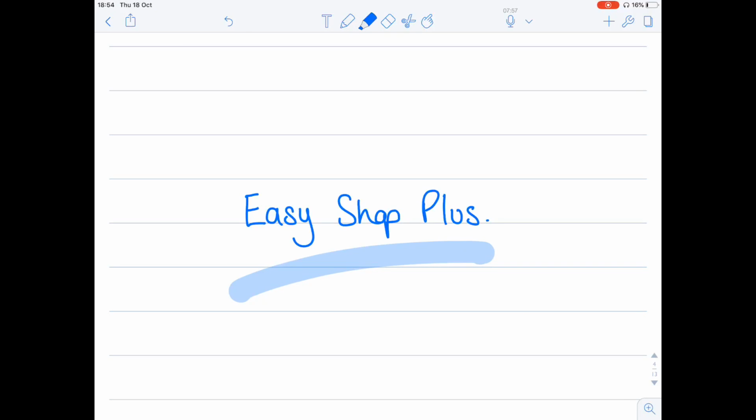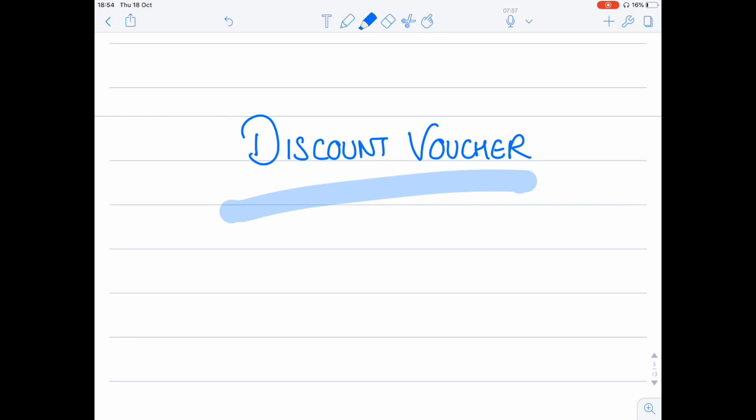Are you on Easy Shop Plus? Do you have all these discount vouchers that you're thinking, what am I doing with them? How do I shop them out? Whether you've got £45 worth of discount vouchers or even £4,000 worth of discount vouchers, the process is the same. You can get every penny back from your discount vouchers back into your bank account. And this video is going to show you how.